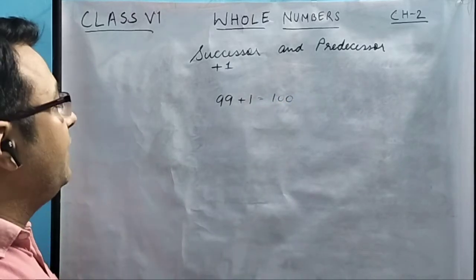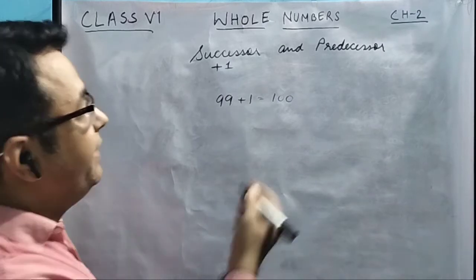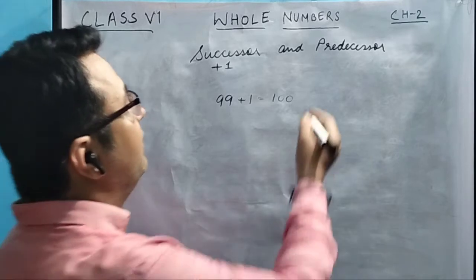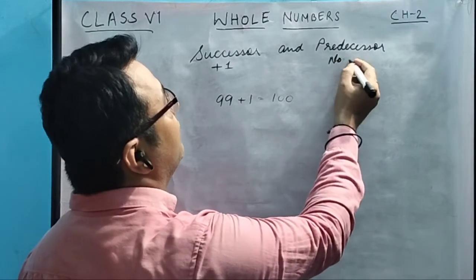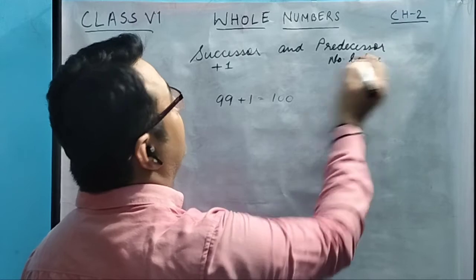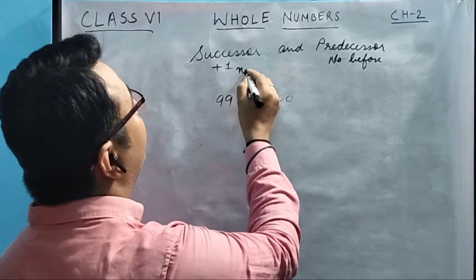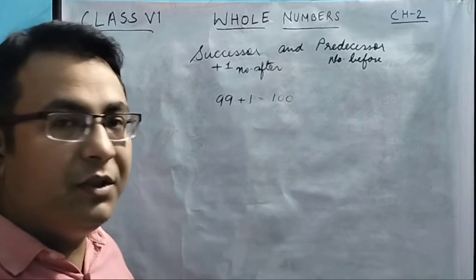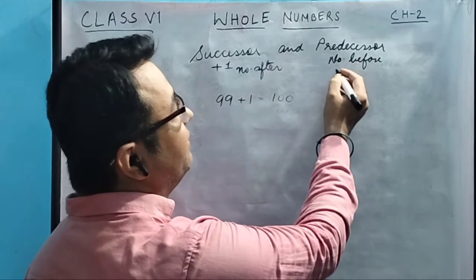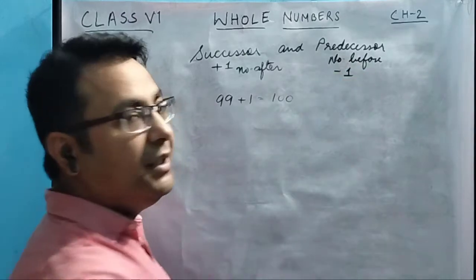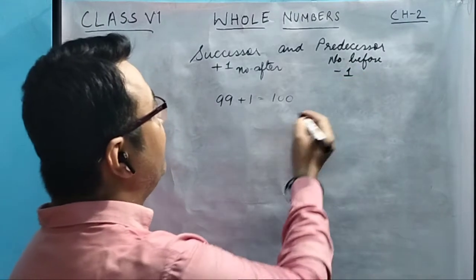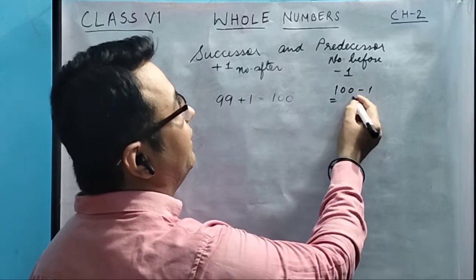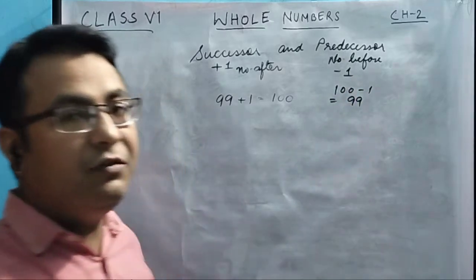Similarly, predecessor is the number before the given number. Successor is also known as number after, and predecessor is known as number before. To find the predecessor of a given number, we subtract 1 from the given number. Suppose you need to find the predecessor of 100. You will subtract 1 from 100. So 99 is the predecessor of 100.